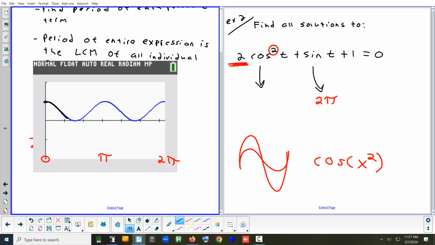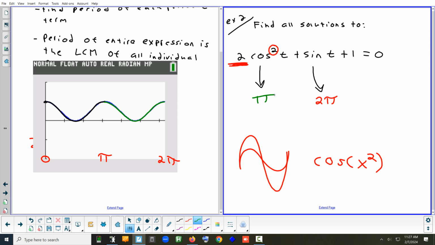We have pi, which is the period for this one. Yep. So the period of this is going to be pi. There's 1 cycle in black. Here's another cycle in green. So cosine squared has a cycle length of pi. In fact, any trig function to an even power is going to end up using pi as its base cycle.